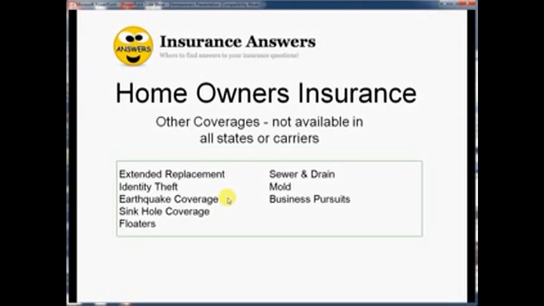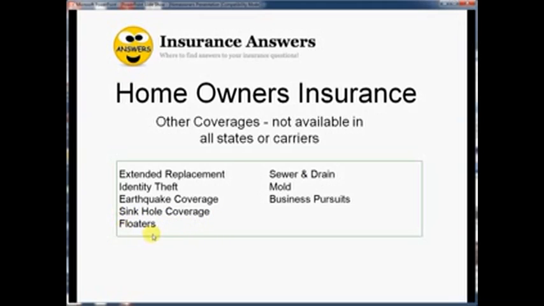Earthquake coverage is pretty self-explanatory. Again, not offered in every state or by every carrier, but it can give you additional coverage on your home if your home is damaged or destroyed by an earthquake. Same with sinkhole coverage, something that's now standard here in our state of Tennessee, which gives additional coverage if your home gets affected or damaged by a sinkhole forming under or near your home.